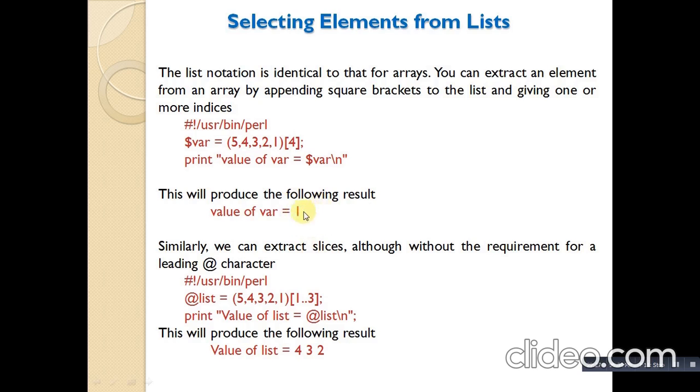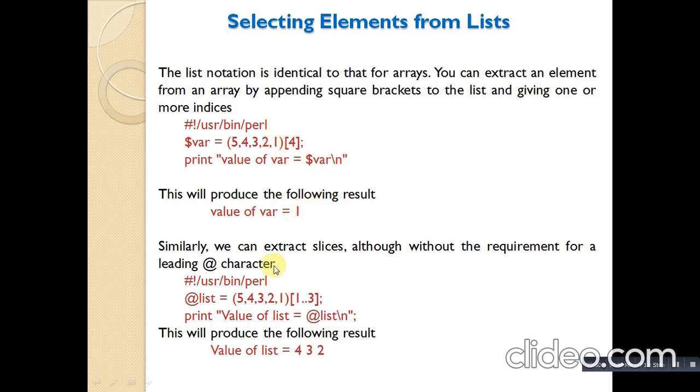So we are appending the square bracket to the list, which means the element at index 4 will be assigned to var. When dollar symbol var is printed by the print statement, it will print 1, because var is holding the value at square bracket index 4. The 4th index contains 1 and it displays 1.